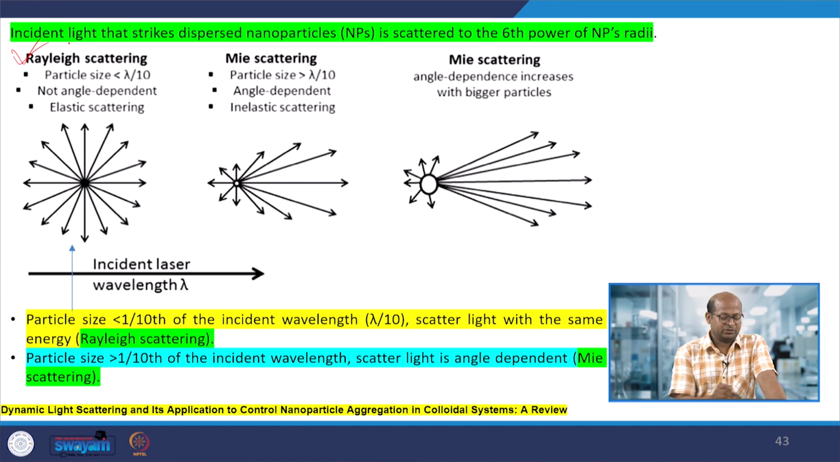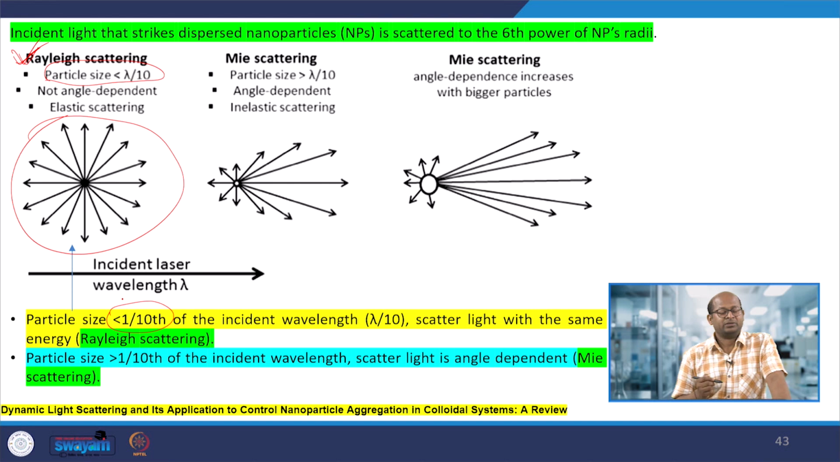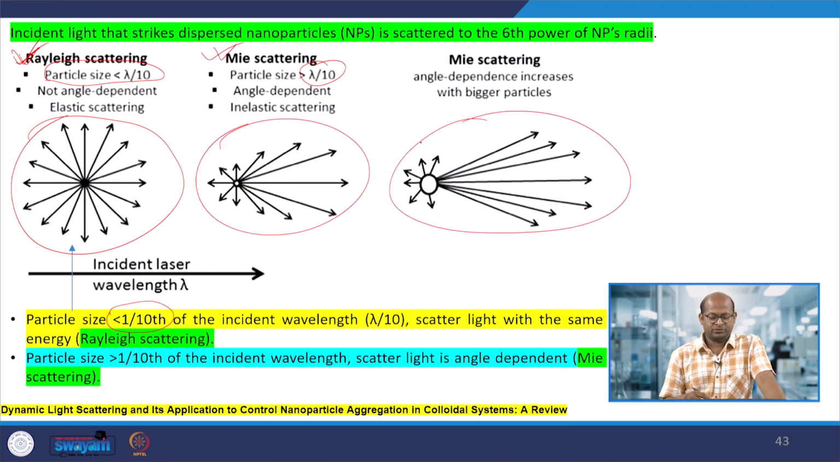One is Rayleigh scattering. When the particle size is less than 1/10 of the light wavelength, we get Rayleigh scattering. When the particle size is greater than 1/10 of the wavelength of the incident light, we get Mie type of scattering, either this or this type. So that also depends upon the particle size, whether smaller or larger particles are formed in the nanofluid. Depending upon that, the scattering would also be different.